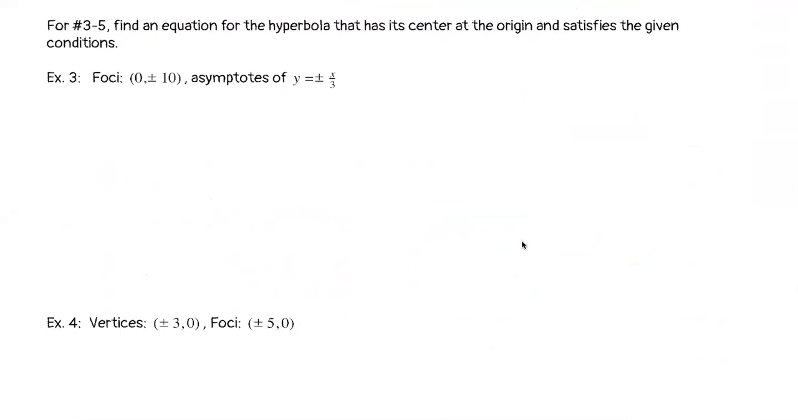All right, so for this part of hyperbolas, we're going to be looking at writing an equation given different pieces of information, okay? And so again, we're going to use a similar strategy that we used for parabolas and ellipses, which is let's draw a picture and then think where all those different pieces come from, okay?